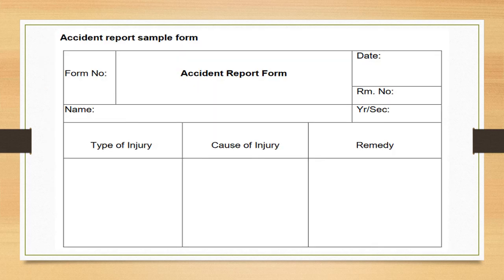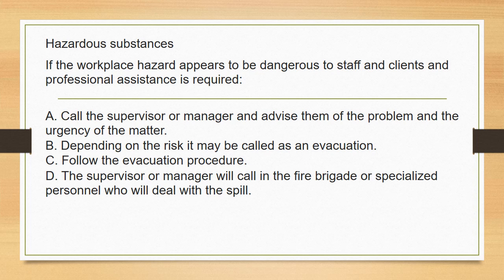Next is a sample accident report. We have the form number, date, room number, year, section, name, type of injury, cause of injury, and then the remedy. Now let's talk about hazardous substances. If the workplace hazard appears to be dangerous to staff and clients, and professional assistance is required, this is what you are going to do. First, call the supervisor or manager and advise them of the problem and the urgency of the matter. Next, depending on the risk, an evacuation may be called. If there is a risk, you need to call an evacuation for all the staff or all the students in the computer laboratory. Then third, follow the evacuation procedure.